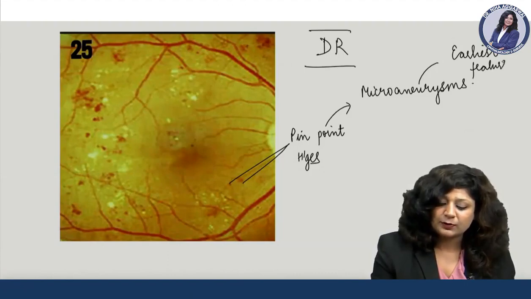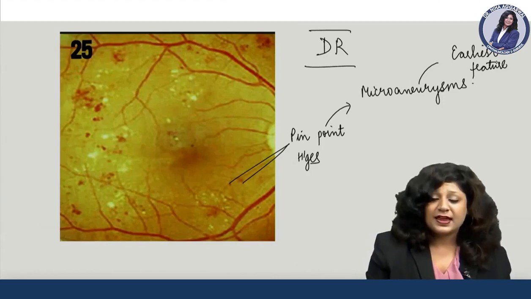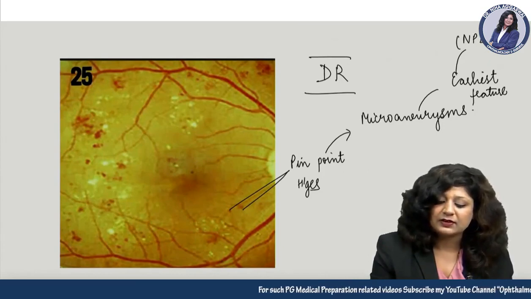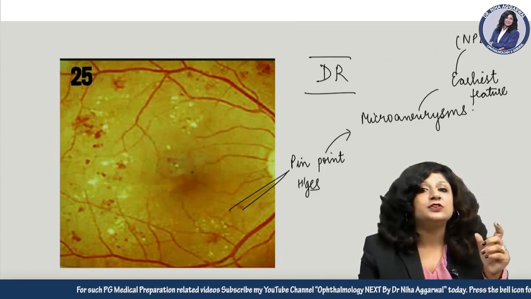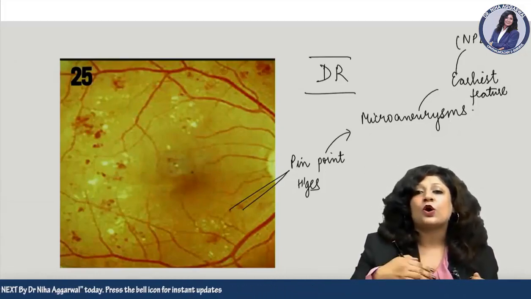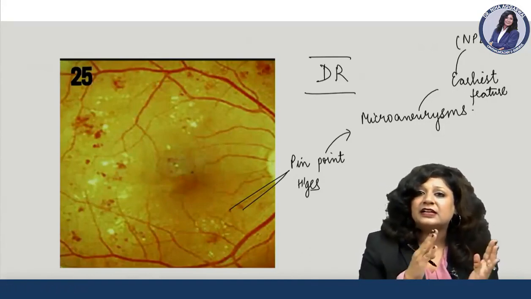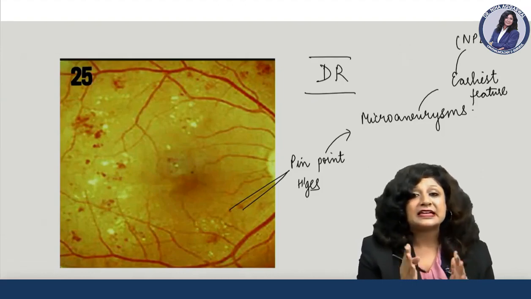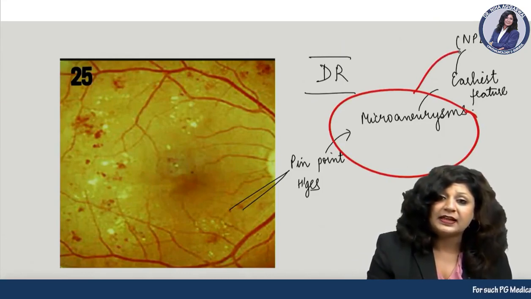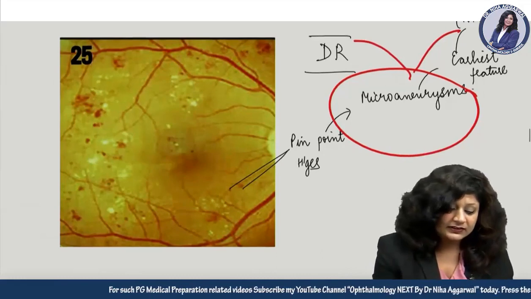These are the microaneurysms, which is the earliest feature of diabetic retinopathy. Because this is the earliest feature of diabetic retinopathy, I can say that this is the earliest feature of NPDR also. NPDR means non-proliferative diabetic retinopathy. NPDR is always the earliest stage of diabetic retinopathy, and in NPDR the earliest phase is the microaneurysm. So I can say that microaneurysms are the earliest feature of NPDR and of diabetic retinopathy as a whole. Now what are the other things that we are getting?